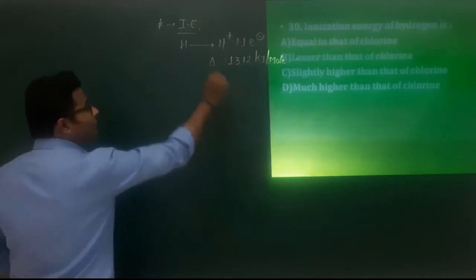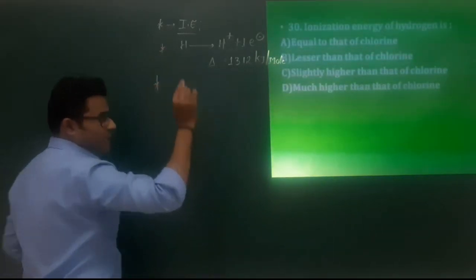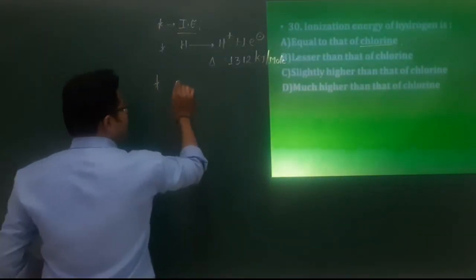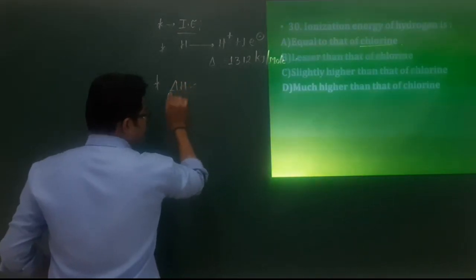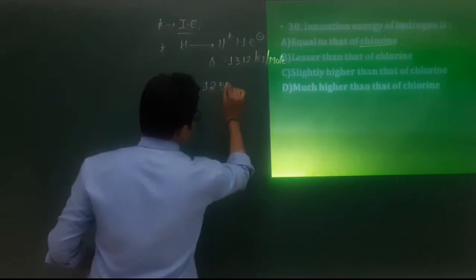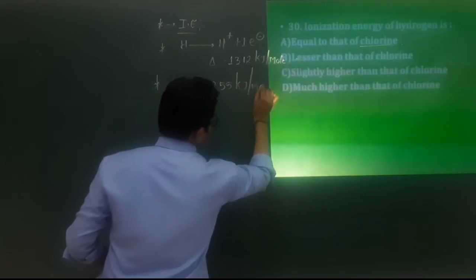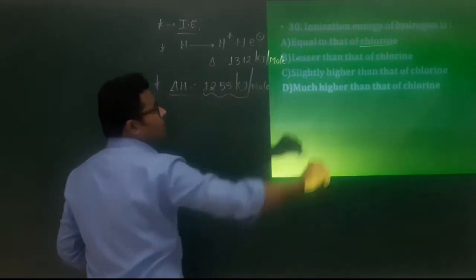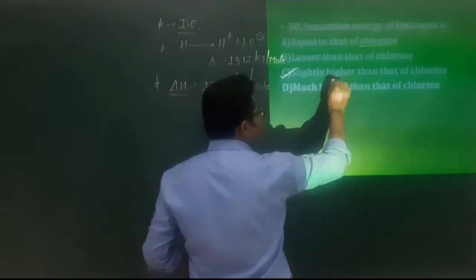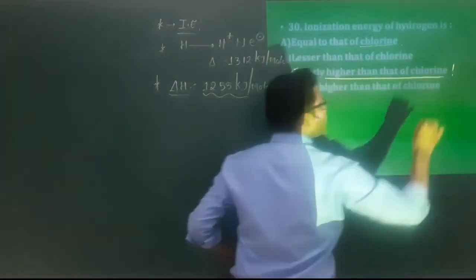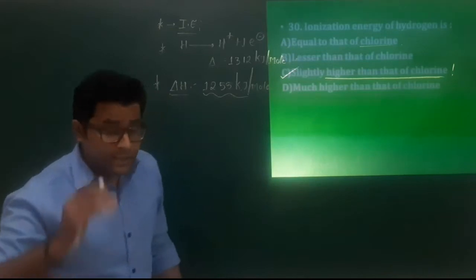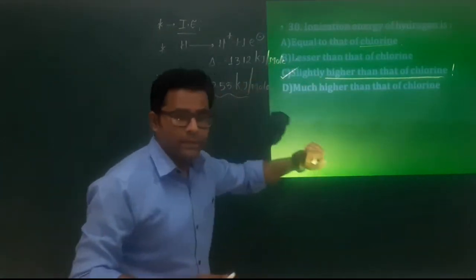When we take a look at halogens, such as chlorine in this particular case, chlorine exhibits an ionization enthalpy of around 1255 kilojoules per mole. That means hydrogen has an ionization enthalpy slightly higher than that of chlorine. So, the ionization energy of hydrogen is going to be slightly higher than chlorine.